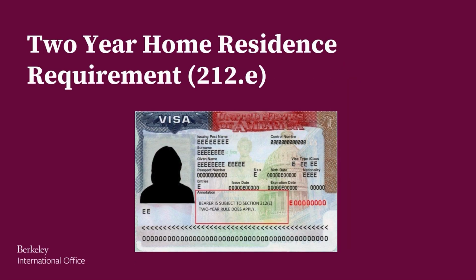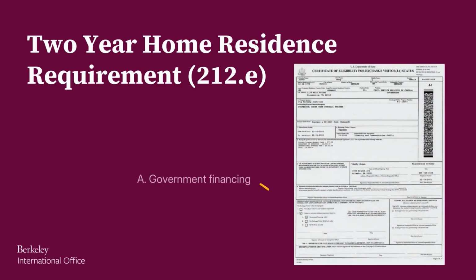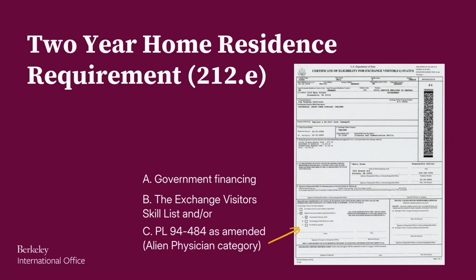While the 12 and 24-month bars were limitations based on specific categories, the 2-year home country residence requirement can be a limitation for anyone who is or has been in the J Exchange Visitor Program, regardless of your J category. You may or may not be subject to this requirement based on government funding, either home government or U.S. government, or based on your country of legal permanent residence skill list. As UC Berkeley does not sponsor the alien physician category, you would not be subject for this reason.